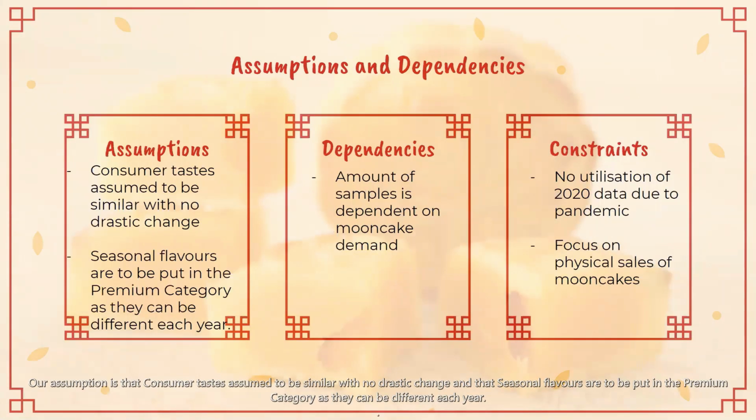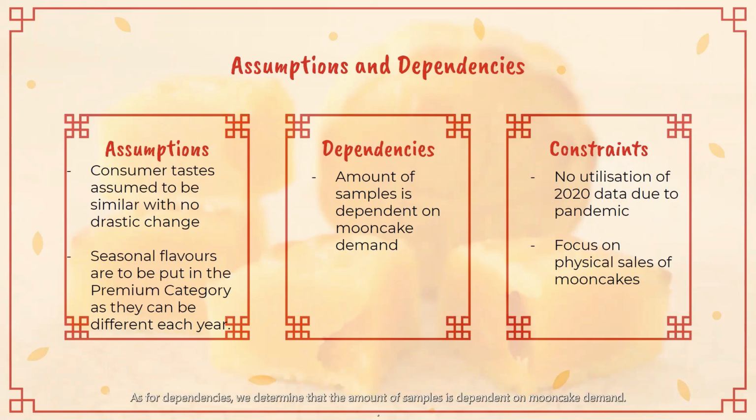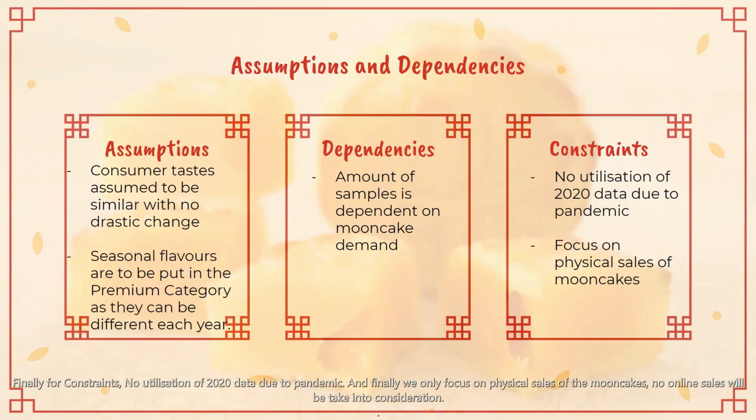And finally, to assumption and dependency. Assumptions is that the customer's taste is not expected to change. And seasonal flavors are to be put in premium category as they can be different each year. In terms of dependency, we determine that the amount of samples is dependent on the mooncake demand. As for constraint, no utilization of 2020 data due to the pandemic. And finally, we will focus on physical sales of the mooncake only, and no online sales will be taken into consideration.